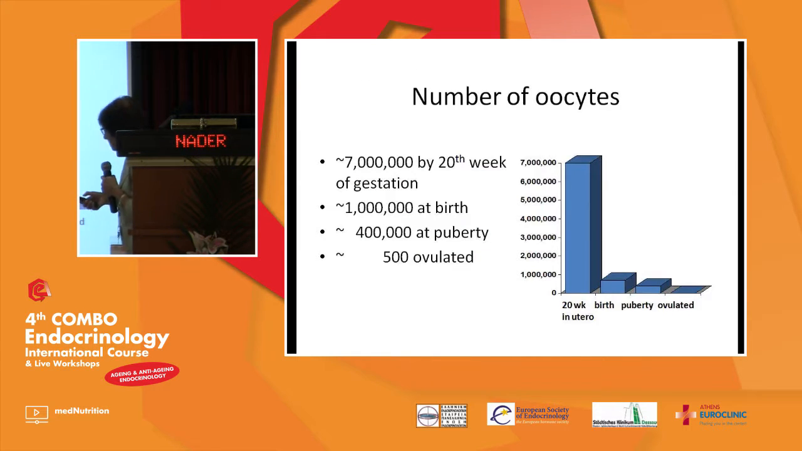Now, by the process of mitosis and then change into the primary oocyte, by the 20th week of gestation there are about 7 million oocytes, and many of them undergo atresia, such that at birth there's only about 1 million, at puberty about 400,000, and during an individual's lifespan, if you do some calculation, about 500 of these follicles that develop are actually ovulated. And this is schematically represented here.